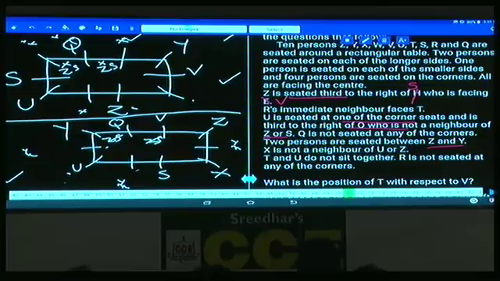X is not a neighbor of U or Z. X cannot be at this place, and X cannot be at this place. X cannot be in these two. As X cannot be in these two, then what are the possibilities left over here? X can be either here or here, isn't it? Two possibilities left here. Now in the first case, we are left with only two possibilities.